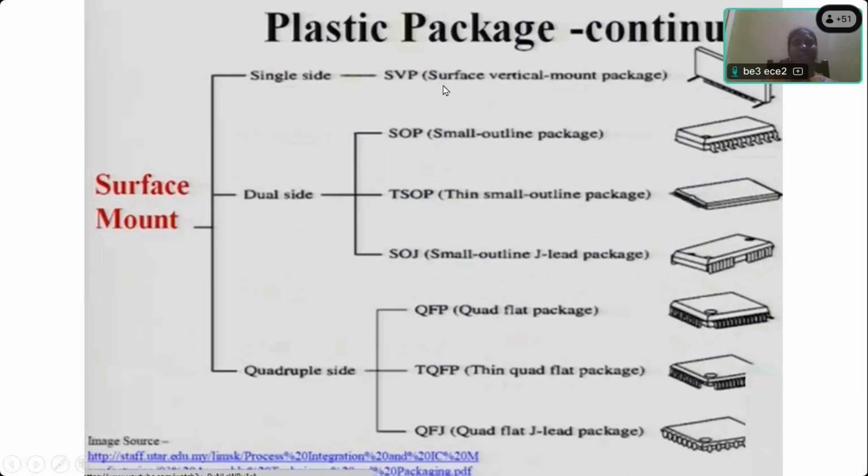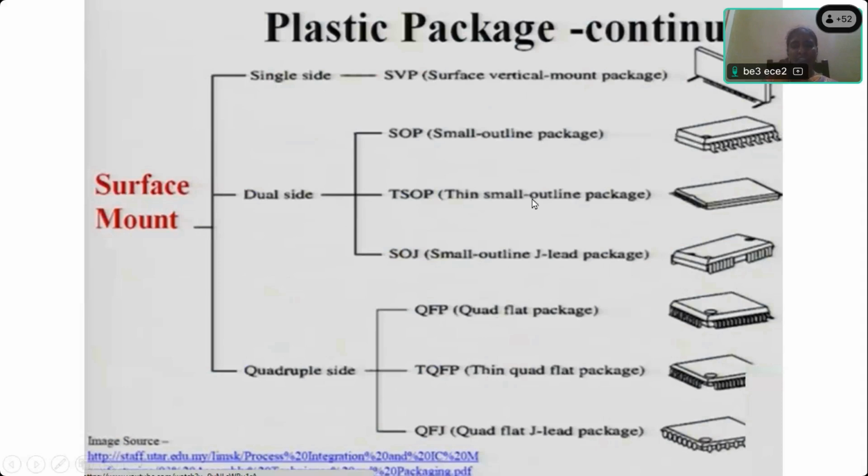And surface mount, you see how many types are there. Single type, it is surface vertical mount package. So directly you can insert, no bending in the pins. Okay, there is no slight bending in the pins. Directly you can insert them into the wafer. And dual side, you can see small outline package, thin small, and small outline J lead package. You see this diagram, small outline package. Dual means both sides you are having pins, and you can see they are not vertically inserted. There is some cross type of pin model.